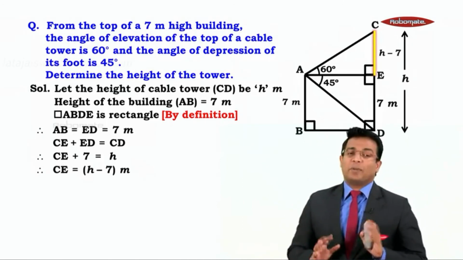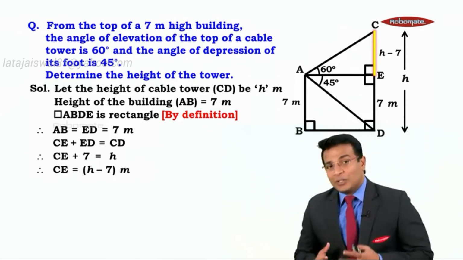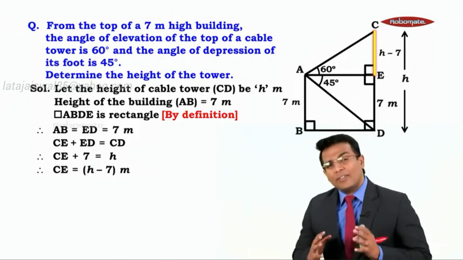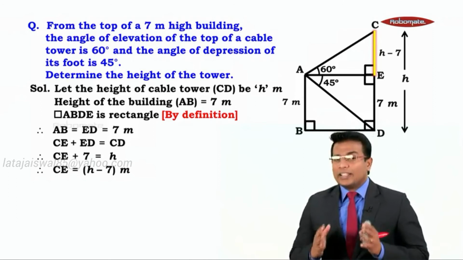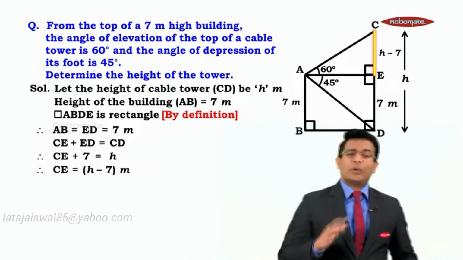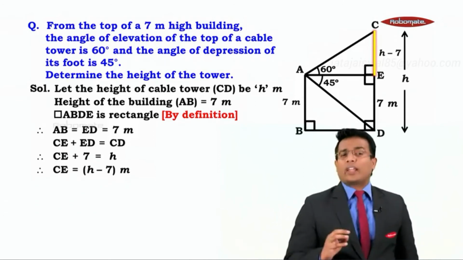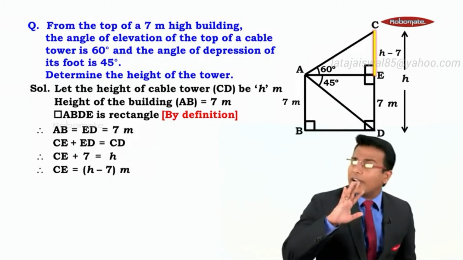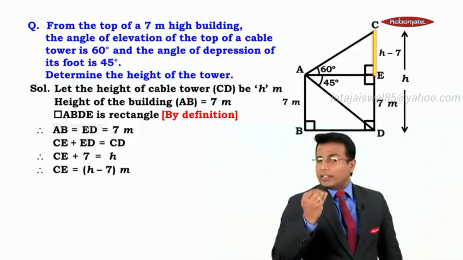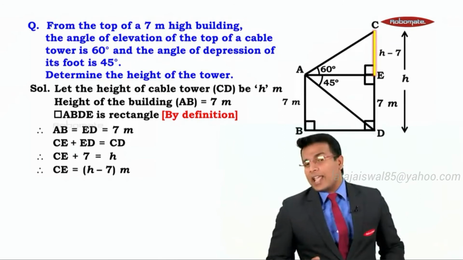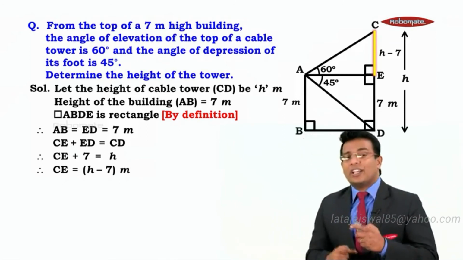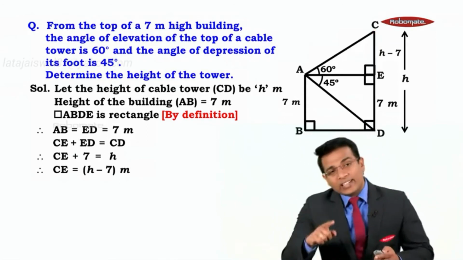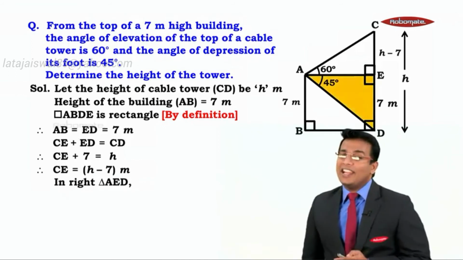Easy? Simple. But to calculate the value of CD, we need to get the value of h, right? That is h we need to get. So how are we going to get it? Now observe there are two acute angles. One acute angle, 60 degrees, is there in right angle triangle AEC. The other acute angle is in right angle triangle AED. So let's use this information. Let's use this right angle triangle. So let's consider right angle triangle AED.